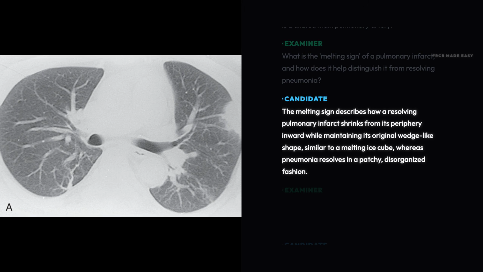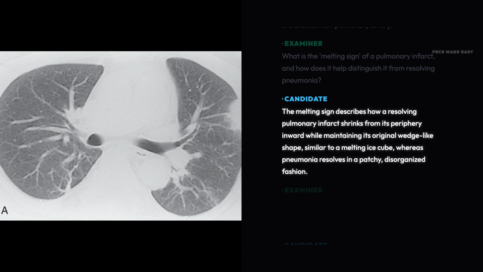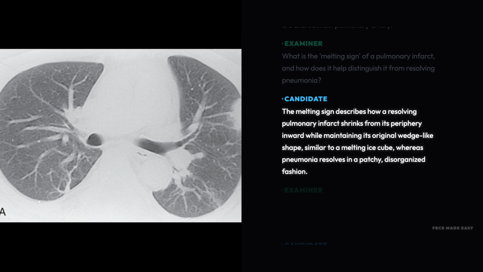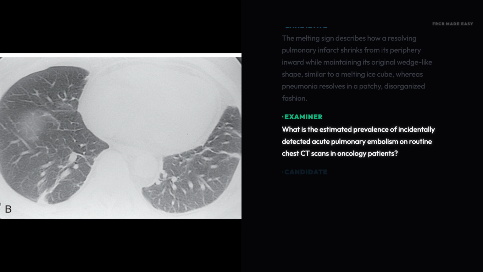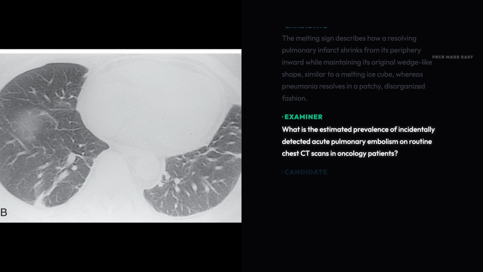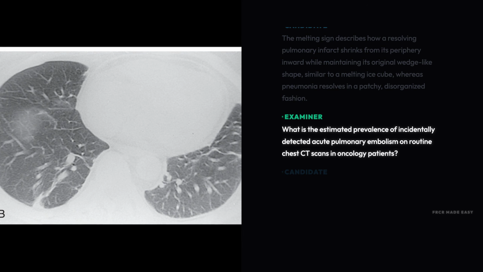The melting sign describes how a resolving pulmonary infarct shrinks from its periphery inward while maintaining its original wedge-like shape, similar to a melting ice cube, whereas pneumonia resolves in a patchy, disorganized fashion. What is the estimated prevalence of incidentally detected acute pulmonary embolism on routine chest computed tomography scans in oncology patients?